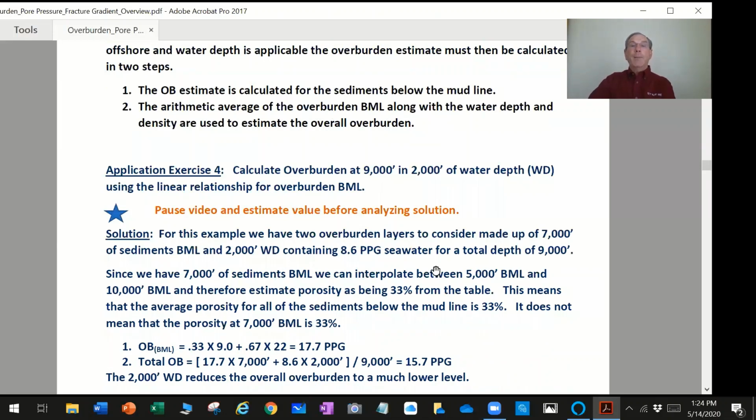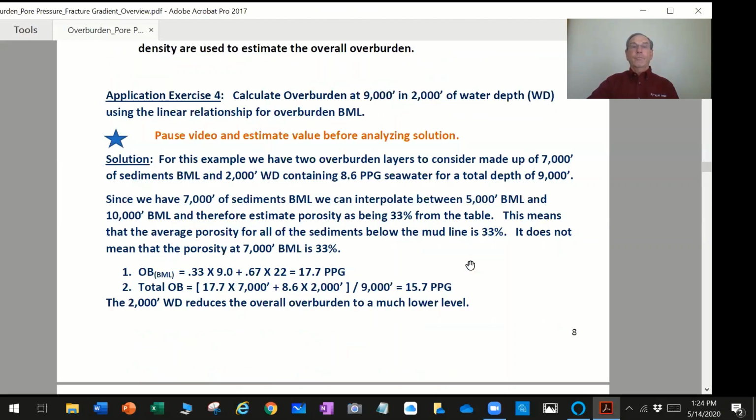So let's look at an example of that. If I said calculate the overburden at 9,000 feet and 2,000 feet of water depth using the linear relationship for overburden below mudline, again, I encourage you to pause this video and see if you can calculate that based on the concepts that we've already covered. Okay, the solution to this exercise number 4.